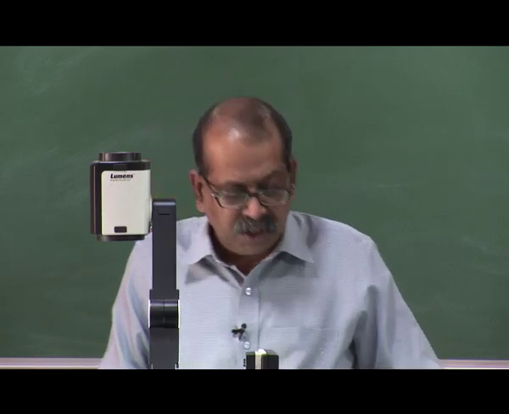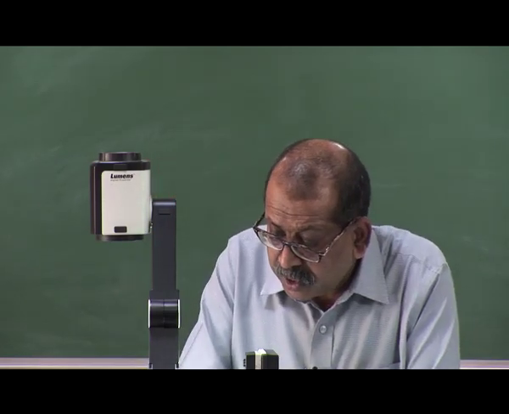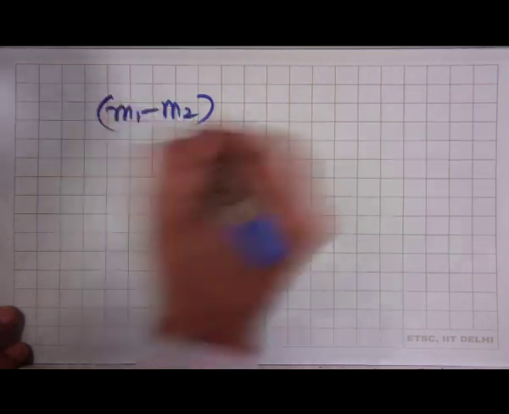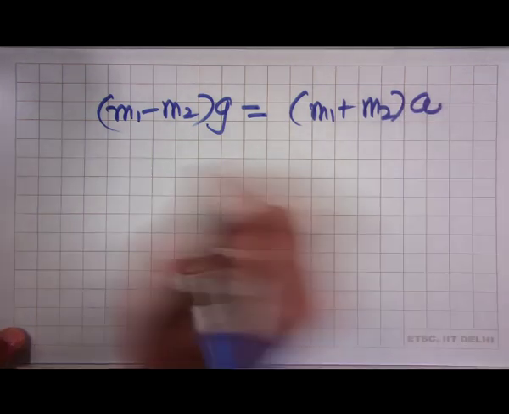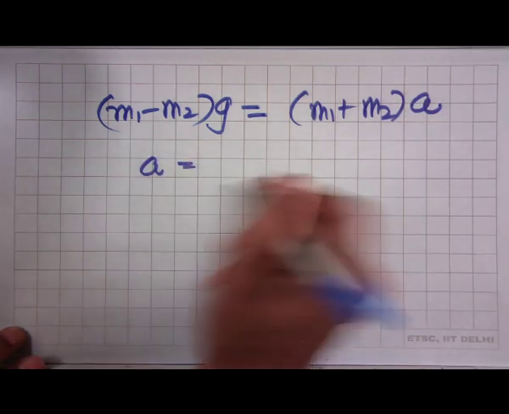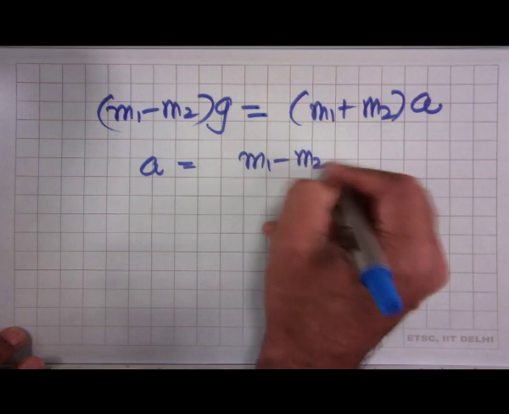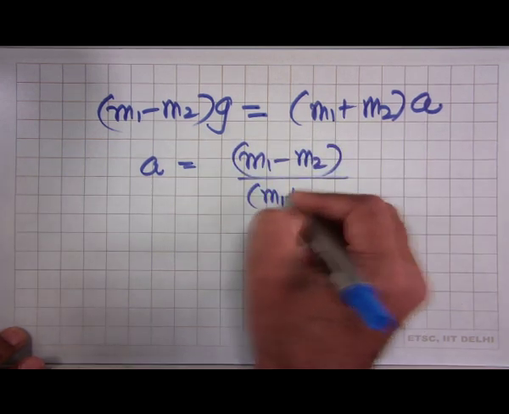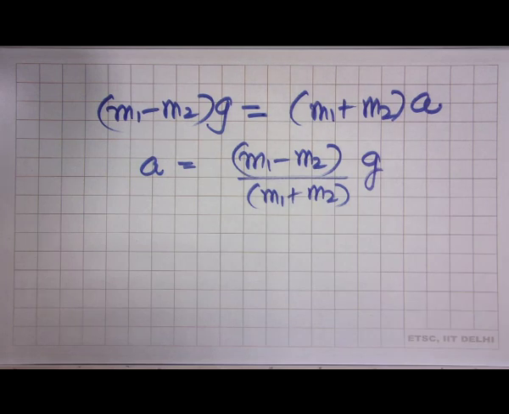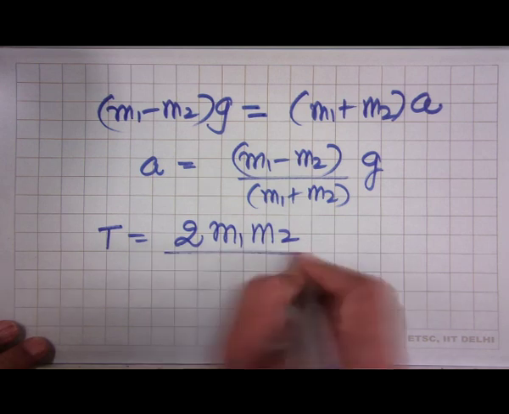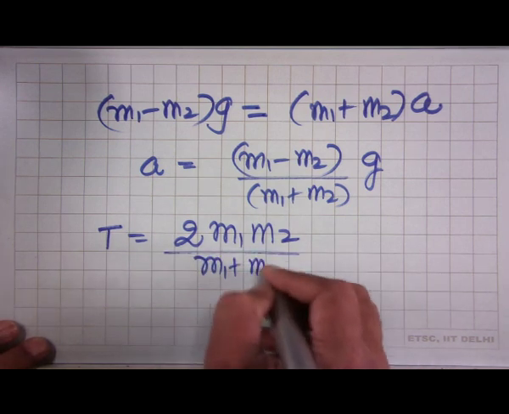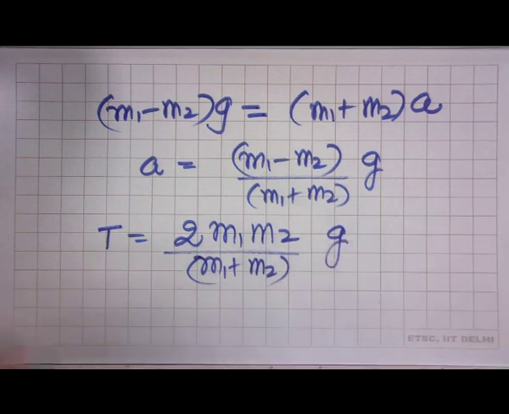Let us add these two equations, and we get m1 minus m2 times g is equal to m1 plus m2 times a. Therefore, acceleration turns out to be equal to m1 minus m2 upon m1 plus m2 times g, and we can also then work out the value of T, which turns out to be equal to 2 times m1 m2 upon m1 plus m2 times g.